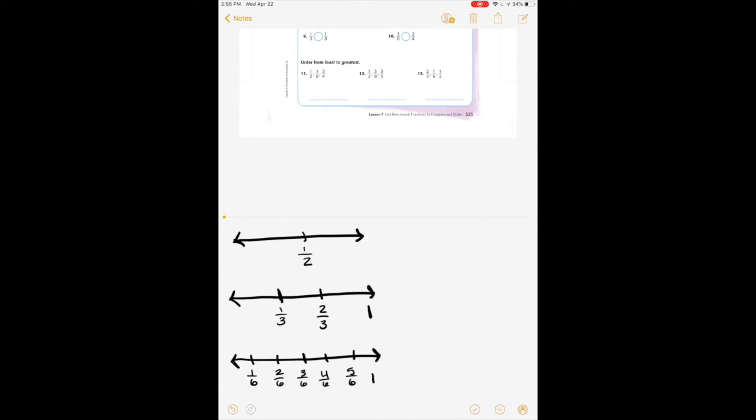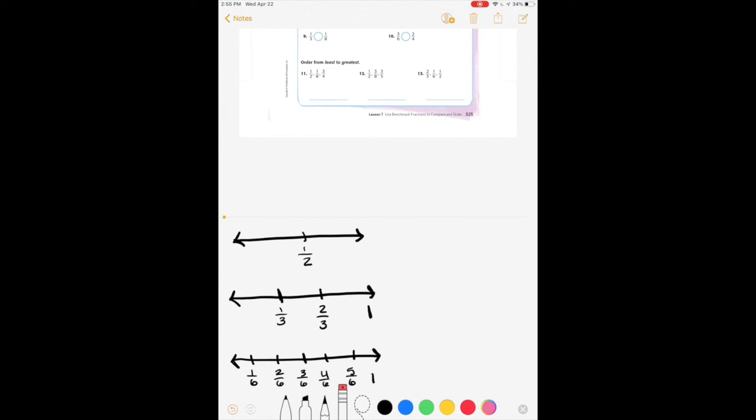Notice how my number lines are all equal. I can't have one number line that's a half and then a third, because that doesn't actually show me how to compare them. If the number lines aren't equal, you can't use that as a way to compare. Okay, I'm going to erase that so it doesn't get confusing.